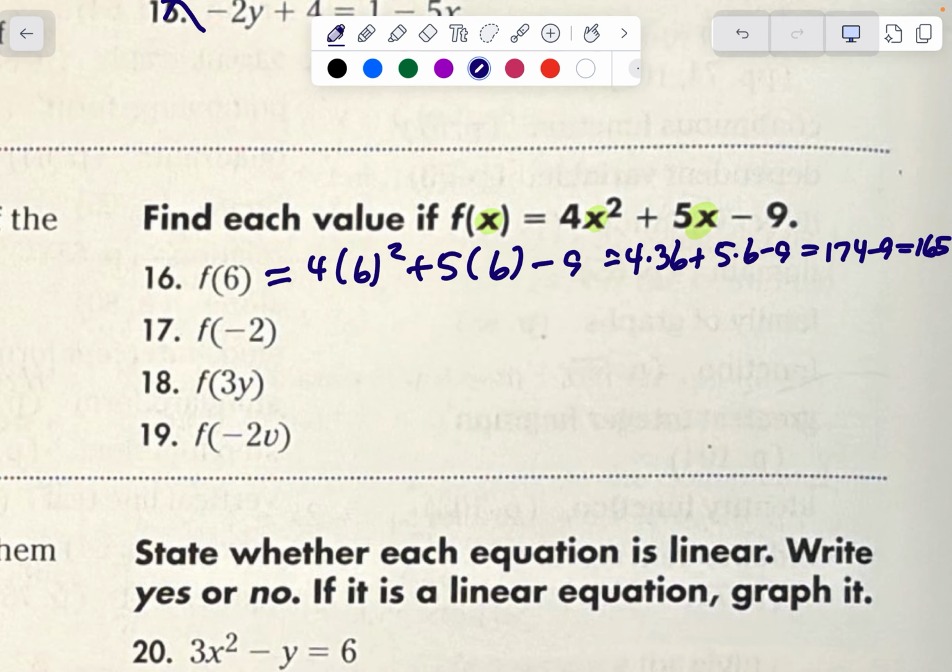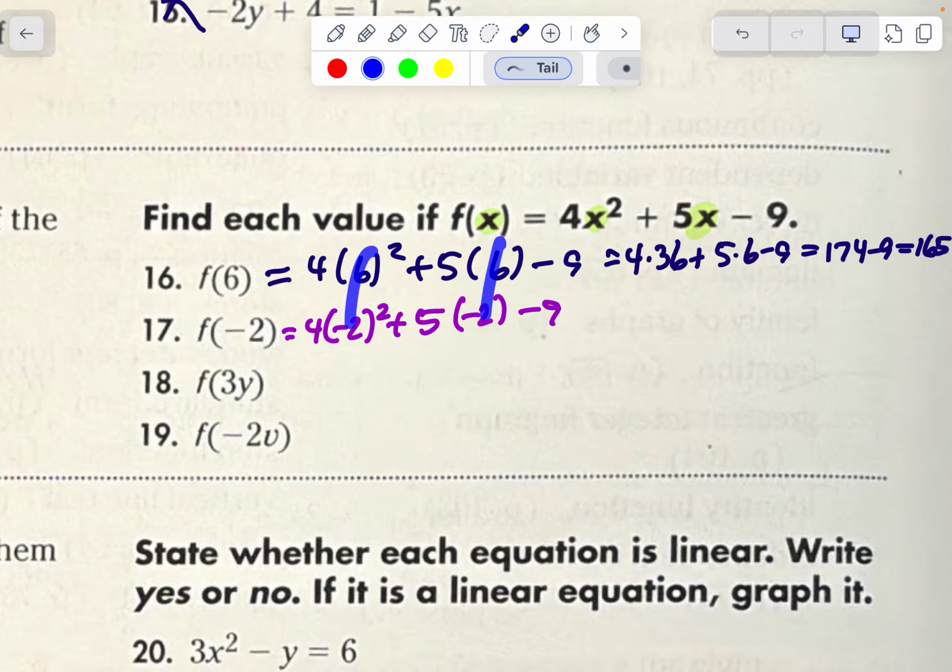Now be careful when you replace with a negative. You still do the same thing. Look at the 16 compared to 17. Here is where my x's were sitting. I replace them with, in this case, 6, in this case, negative 2. The problem with plugging in a negative is that you have to be very concerned about what is happening. The square only applies to the thing in the parentheses.